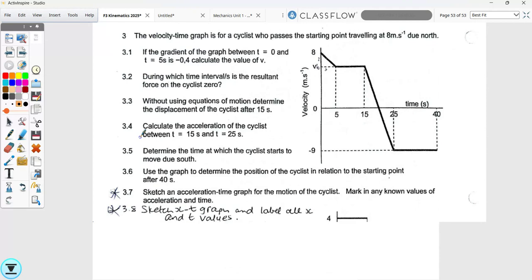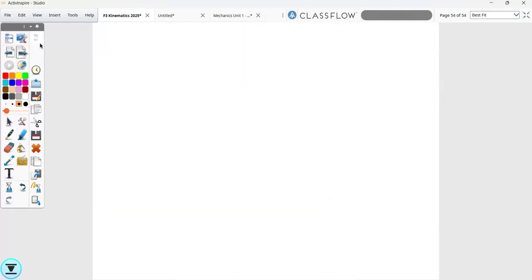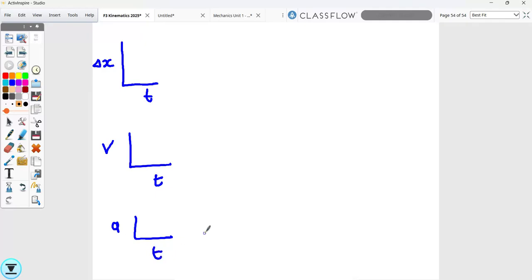get from the graph. So there are three types of graphs, just quickly again. The first graph is a displacement versus time graph. The second graph is a velocity versus time graph. And the third one is an acceleration versus time graph, yes.